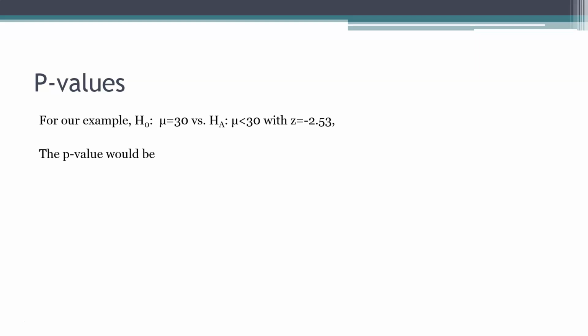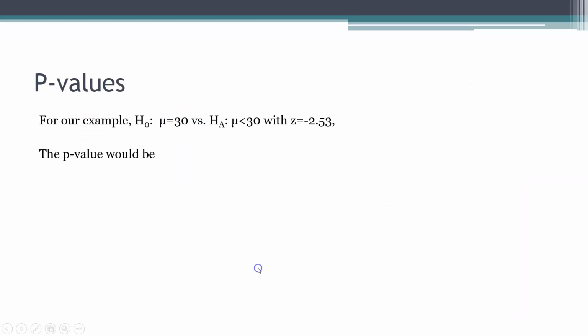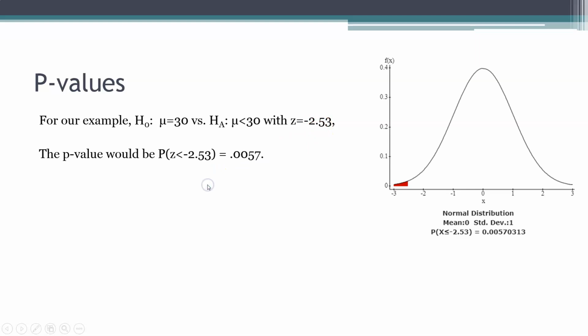So for the example that we were working on with the pizza deliveries, we got a z-test statistic of negative 2.53. Our alternative hypothesis was less than. So less than means this is less than. So our p-value is going to be the probability that z is less than negative 2.53, which is going to give us a p-value of 0.0057.